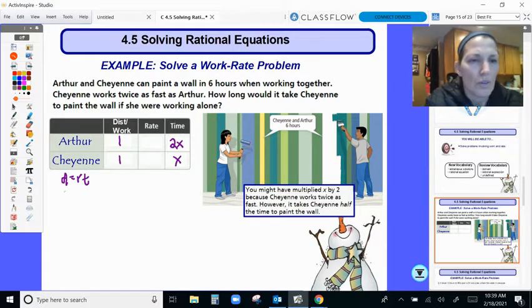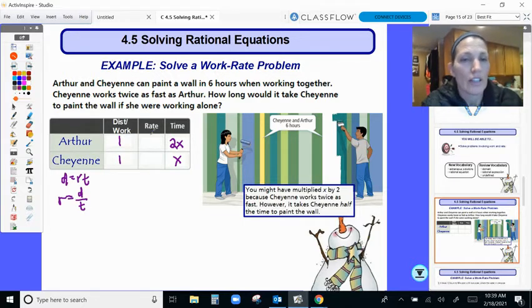So my rate, we want to find that. My rate is going to equal distance divided by time. Here, I'm going to take my distance, or my work in this case, divided by time. So 1 over 2x.